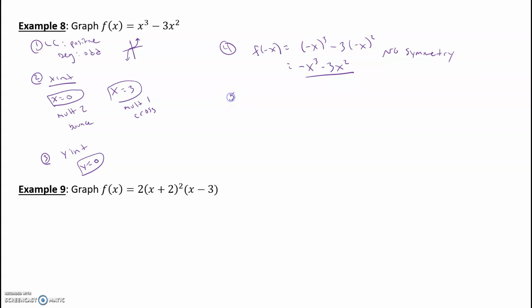And then step 5 is to find out your maximum number of turns. So max turns in your graph is whatever your degree is minus 1. So you can have 2 turns. And that means you're heading up, you turn down. That's 1 turn. So let's go ahead and get some graphing going on here.